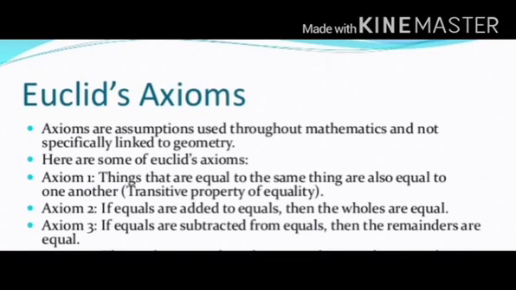Now, Euclid's axioms. Axioms are assumptions used throughout mathematics and not specifically linked to geometry. Here are some of Euclid's axioms. Axiom 1: Things that are equal to the same thing are also equal to one another. Transitive property of equality. Axiom 2: If equals are added to equals, then the wholes are equal. Axiom 3: If equals are subtracted from equals, then the remainders are also equal.